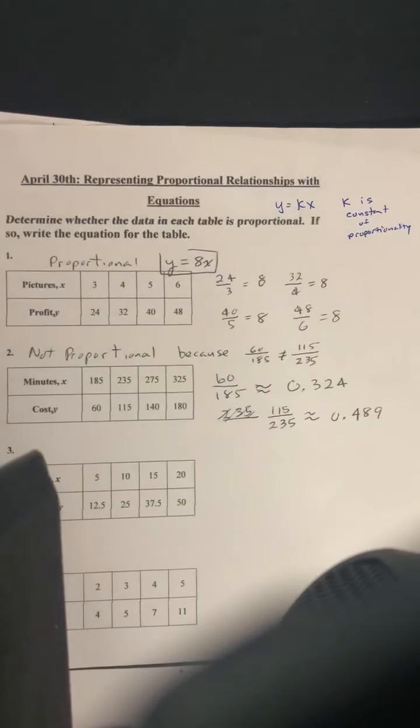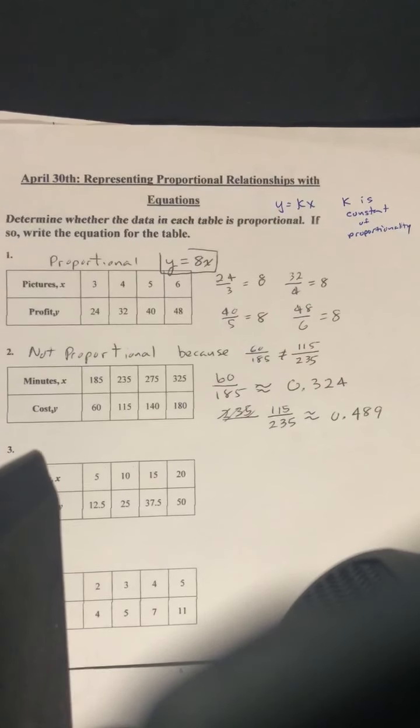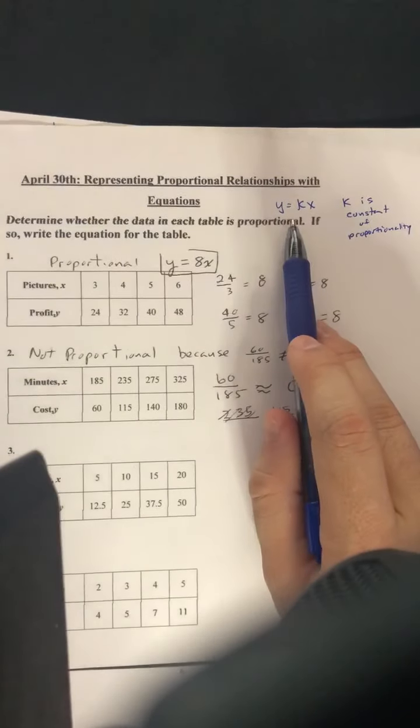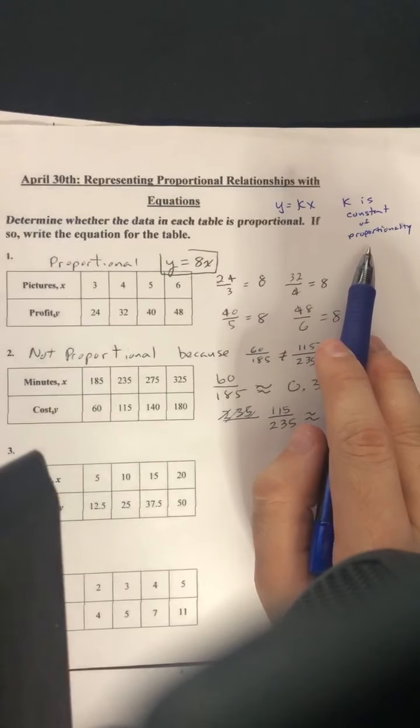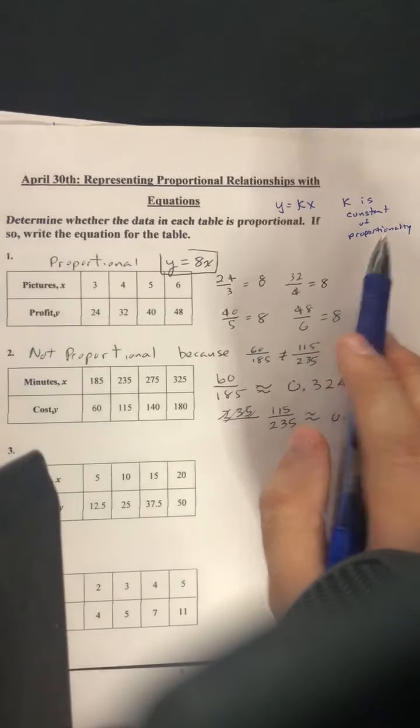We are working our way through the packet. We are on April 30th, representing proportional relationships with equations. Now, there's a lot of information that we need to remember before we jump into this. We need to remember the equation, y equals kx, where k is the constant of proportionality. Now, we can find the constant of proportionality very easily.